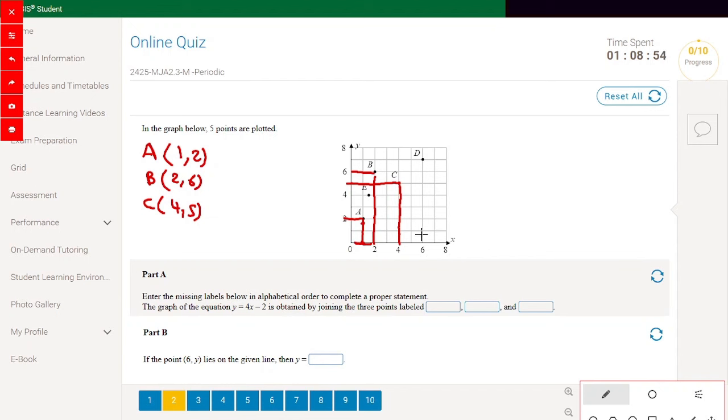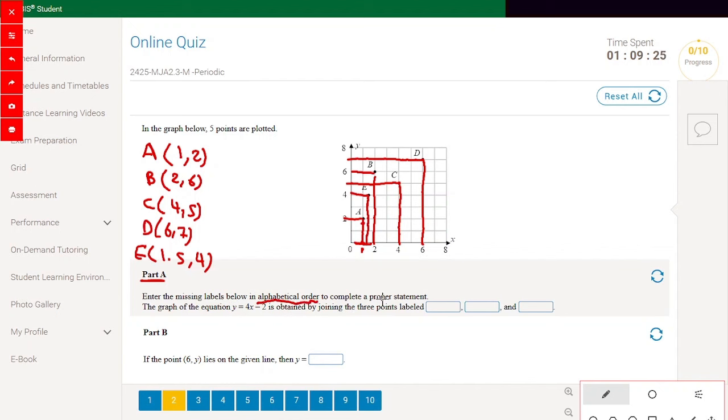D, 6 and 7. And E is between 1 and 2, so it will be 1.5 and 4. So E, 1.5 and 4. Now, here, part A, enter the missing labels below in alphabetical order.